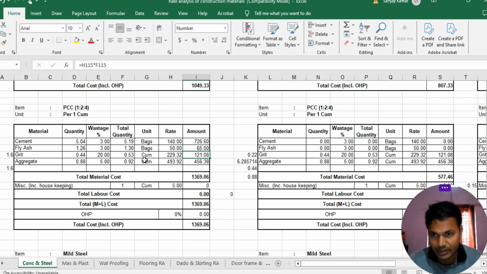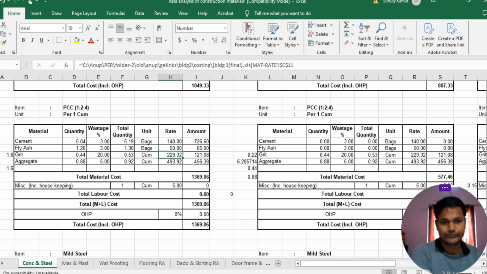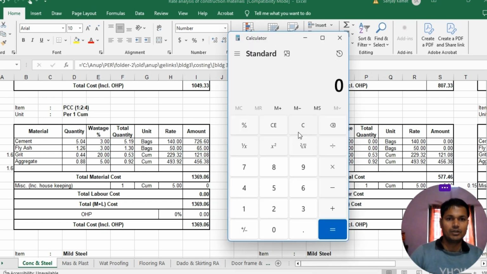65 only. Again, bring the quantity 0.44, volume only, and then total quantity we have 0.53. Okay, 20%. This time 20%. Again multiply this. If we multiply, then how much is it coming? Let's check. Okay, and 0.53.